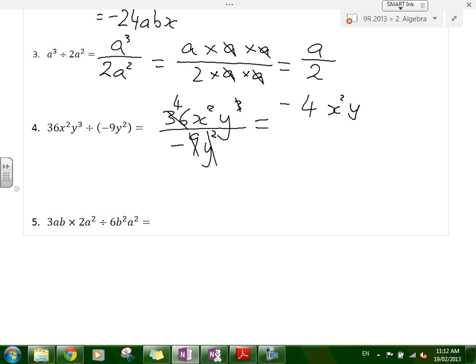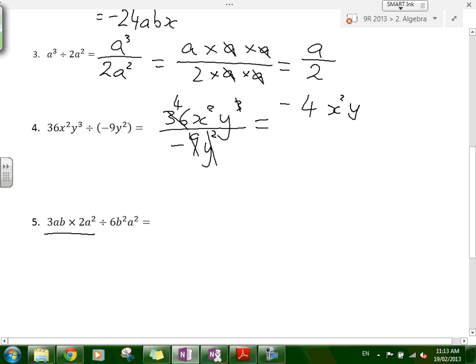Okay. So this one, there's lots of ways you can do this. There's something multiplied together and divided. It's really up to you, the order you do it in. You could do the division first and then multiply it or whatever you like, but I'll probably go from left to right. So let's multiply these two first. 3ab times 2a squared is 6a cubed b divided by 6b squared a squared.